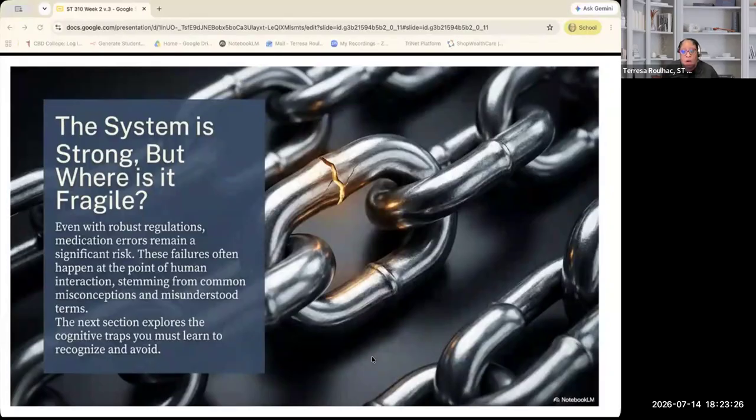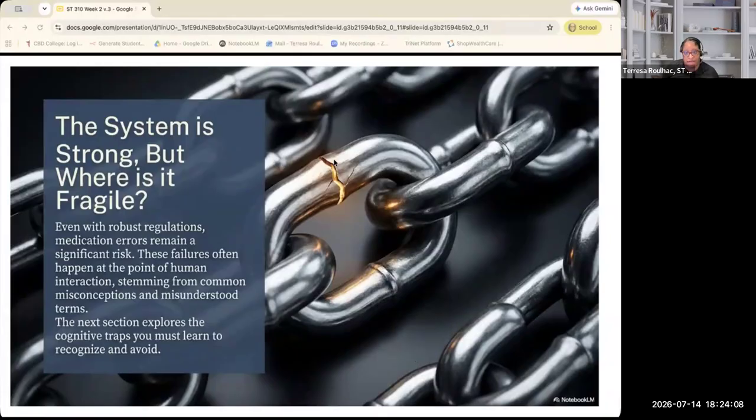Now, on paper, it's a very strong system. You're like, bam, the law, FDA is here, et cetera. But if the system is so strong, why do medication errors still happen? Is it because healthcare professionals don't care? No, right? Is it because they're unintelligent? No. Most of the time, the fragile part of the system isn't the regulations itself. It's the human interactions within the system.